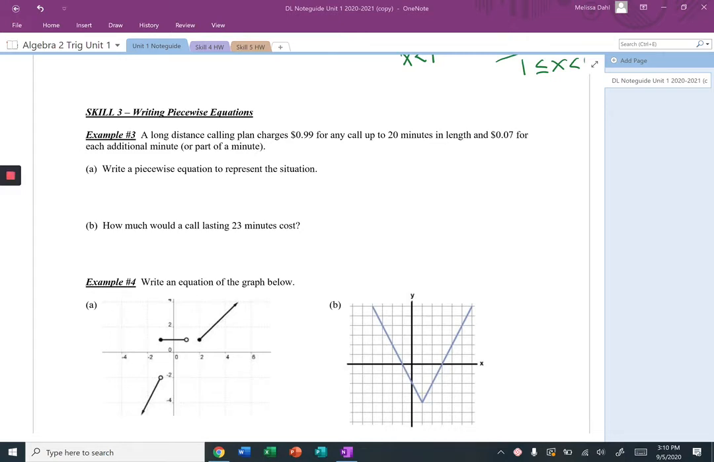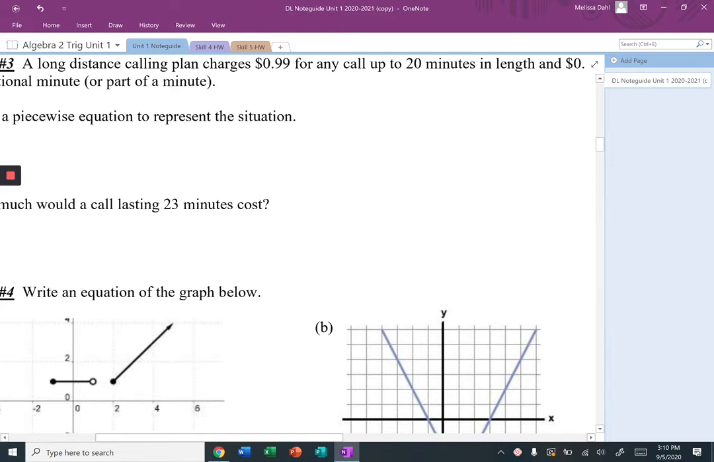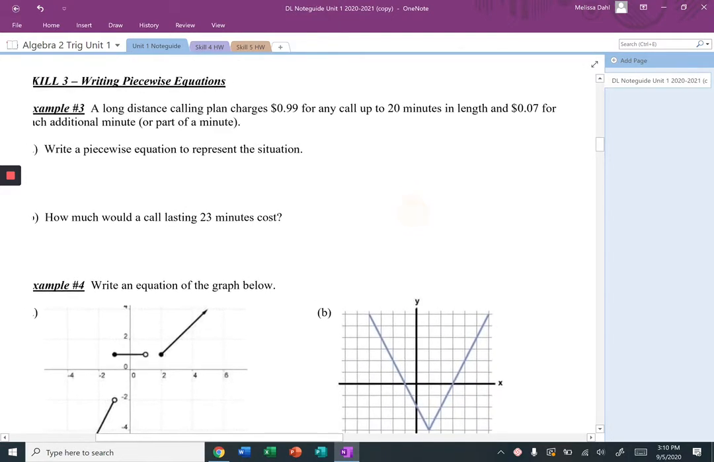This lesson is going to focus on piecewise functions again, but this time writing equations for them. So that's going to be what we look at here. We're going to be in the Unit 1 Note Guide, starting by looking at example 3. We're going to look at it situationally.